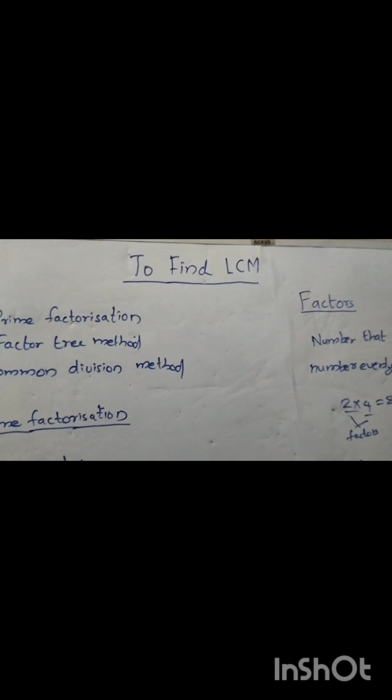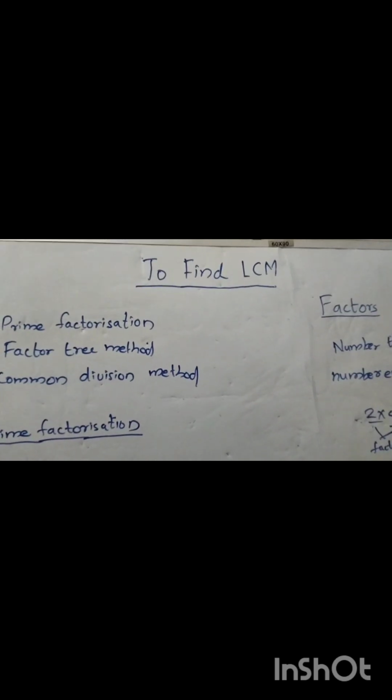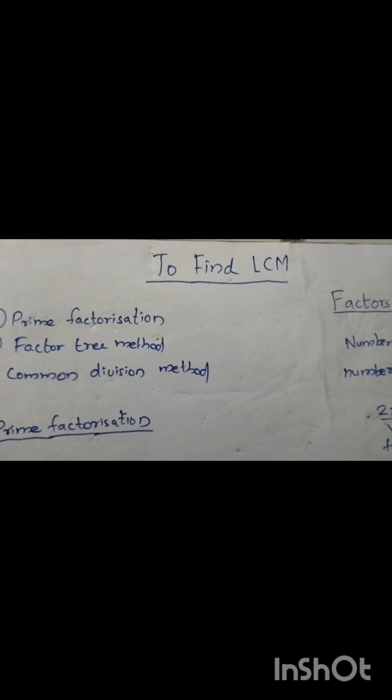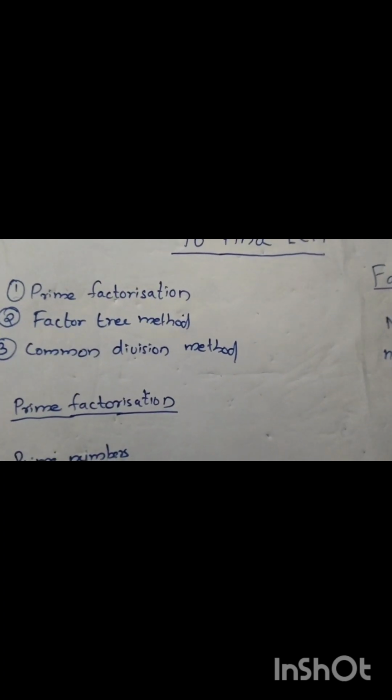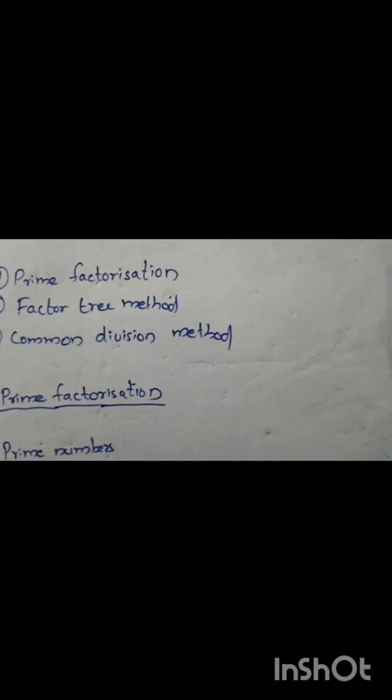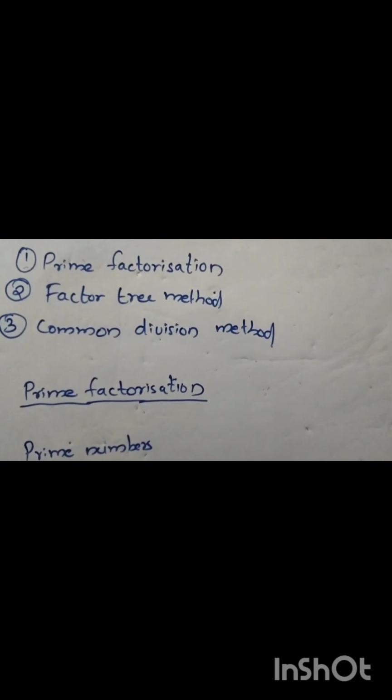Hi. Today we can find LCM by the prime factorization method. There are two other methods also, the factor tree method and the combination method. In the next class we can study the factor tree method and the combination method. Today we can study prime factorization.